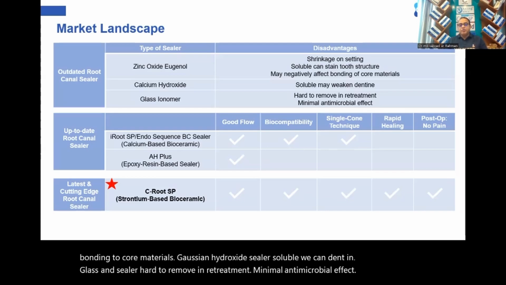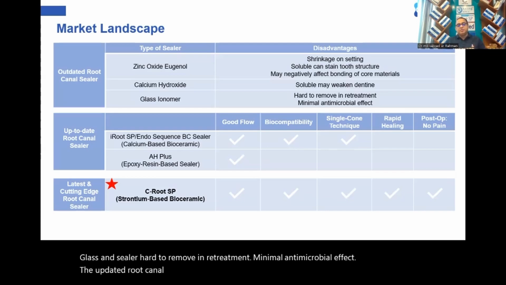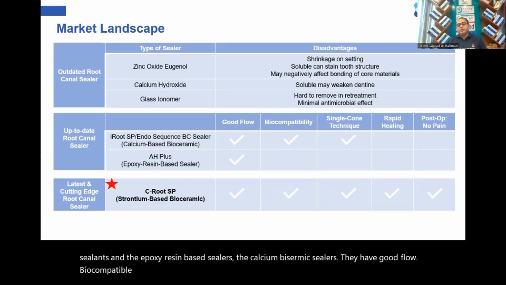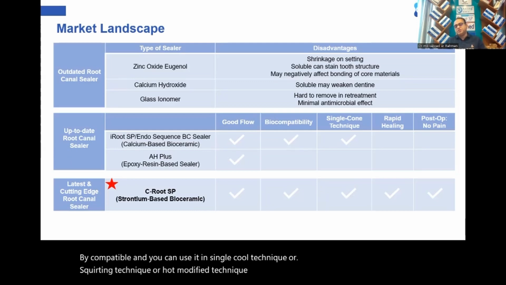The up-to-date root canal sealers are calcium silicate-based bioceramic sealers and the epoxy resin-based sealers. The calcium-based bioceramic sealers have good flow and are biocompatible, and you can use them in single cone technique, squirting technique, hot modified technique, warm vertical obturation technique, or hydraulic condensation technique.